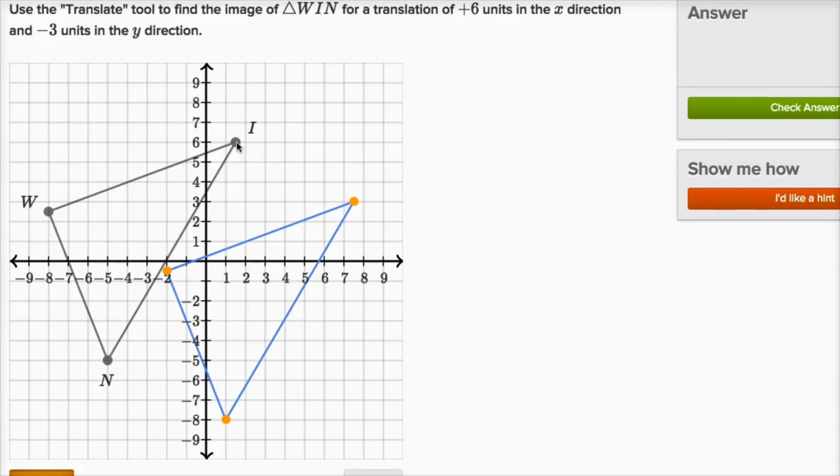And its original y-coordinate was 6. And now in the image, the corresponding y-coordinate is 3. So we have shifted it down 3. So we see that that's happened to every point here. And we're done.